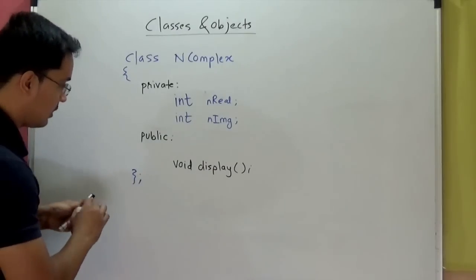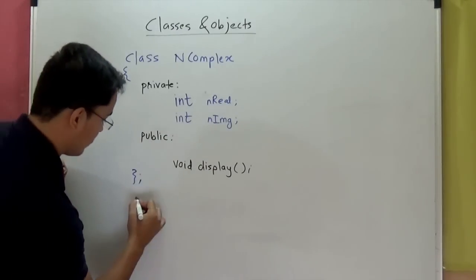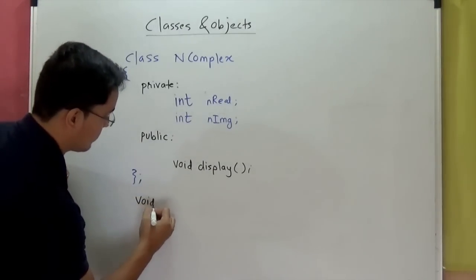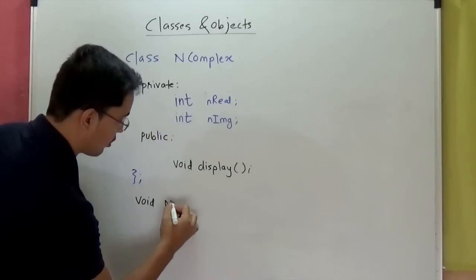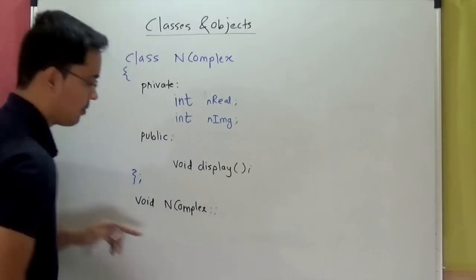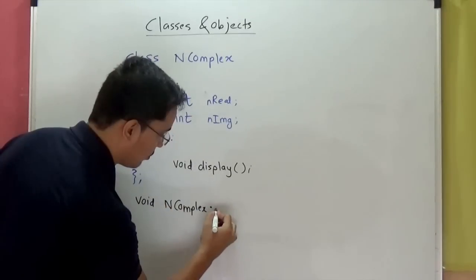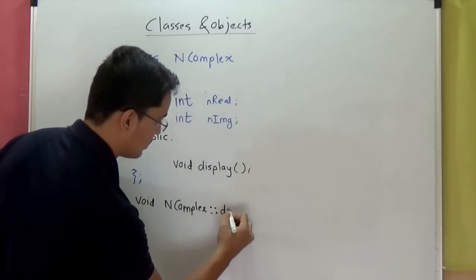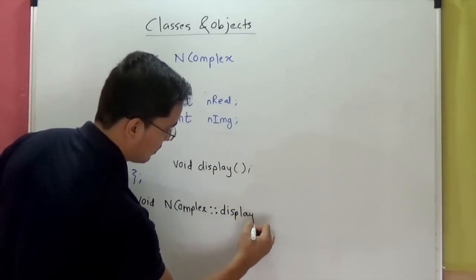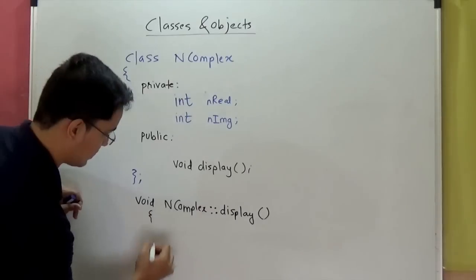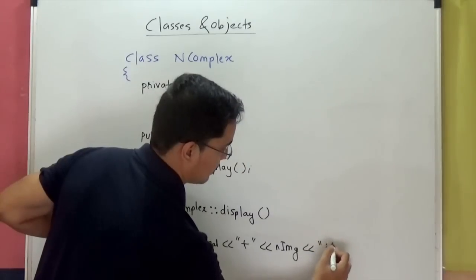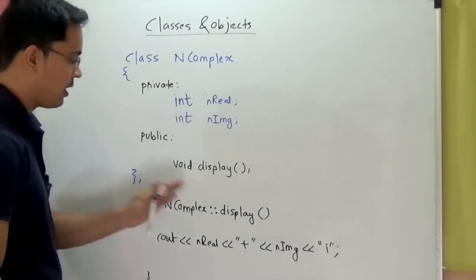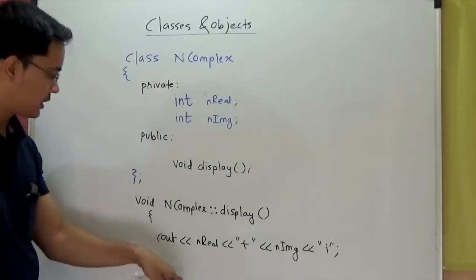Now I'm going to write the definition. I'll say void return type, class name is nComplex, and double colon is the scope resolution operator. And then I'll say the name of the function, that is display, right? And then I'll write the same code followed by i, right? So this is the same code. Now I'm defining this function outside of the class.